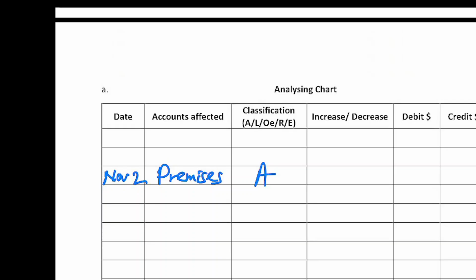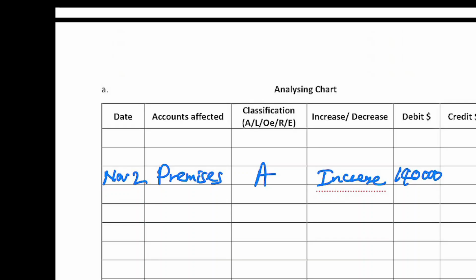Building. Land. Yes, both. Premises means both land and building, okay? Premises is there. So increase or decrease? Increase. Debit or credit? Premises? Debit. 140,000. Because asset increase, debit.